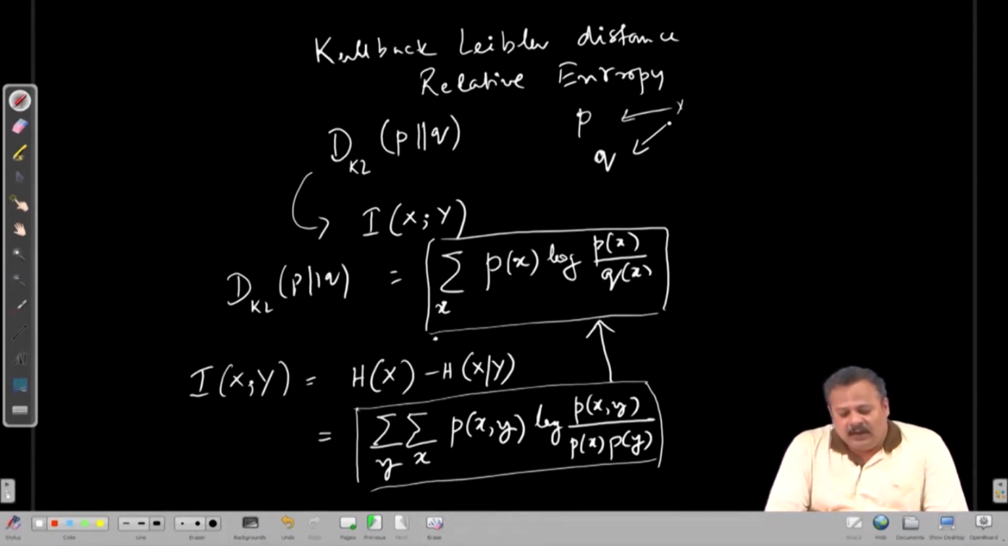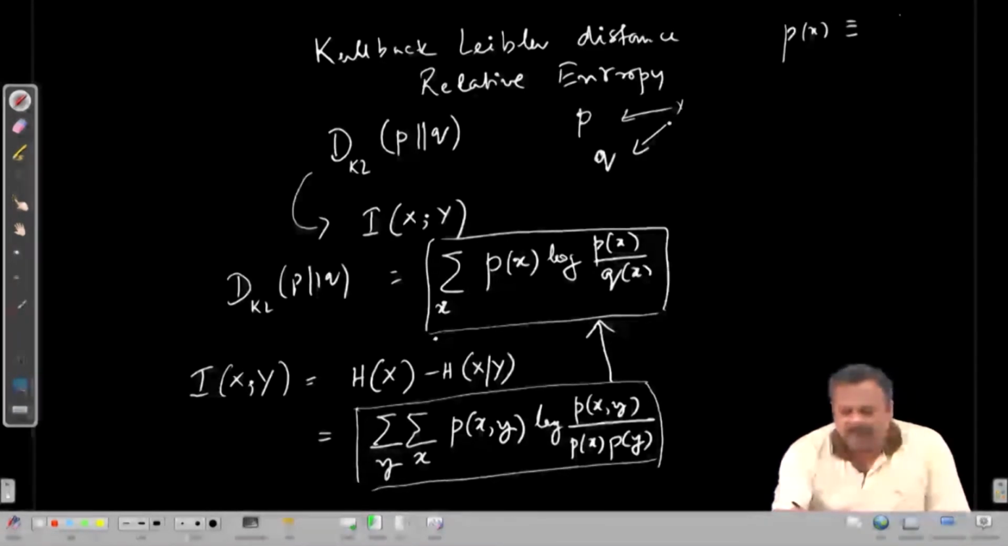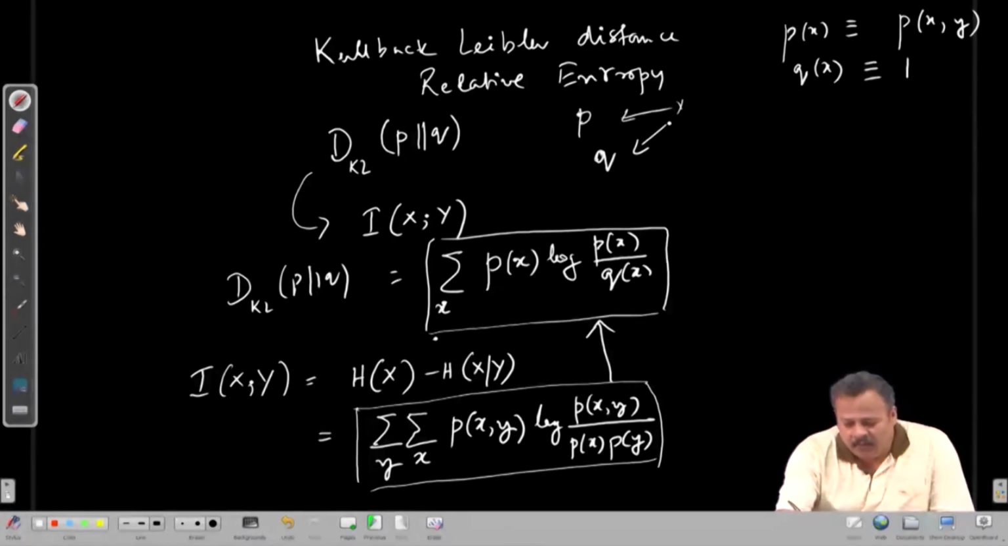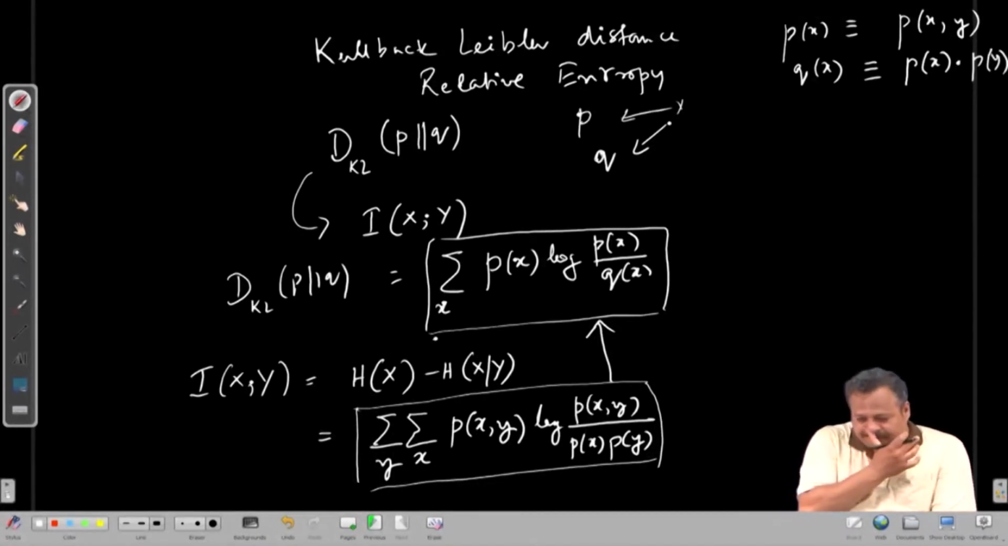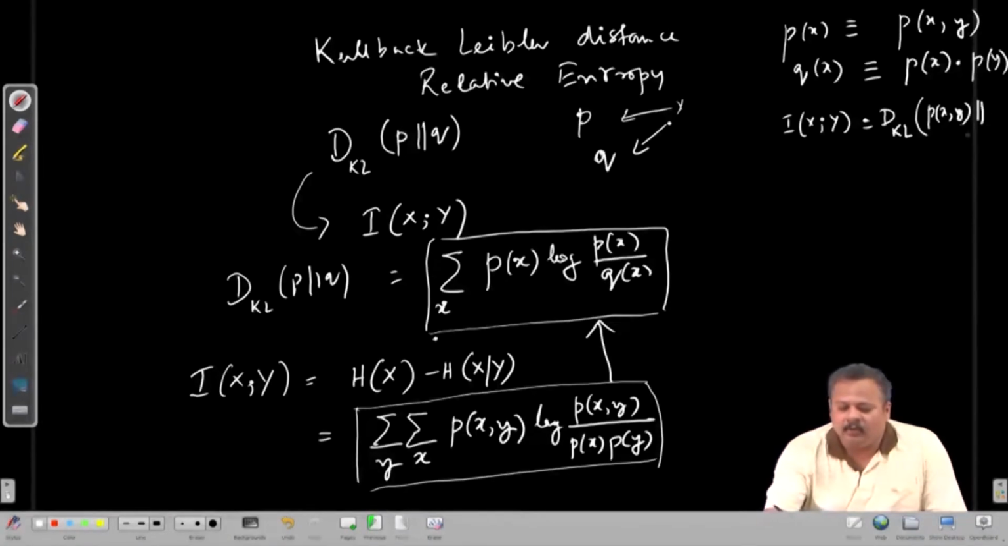So, in this case, we are looking at two distributions. What was p of x before is nothing but the joint distribution p of x comma y, and what was q of x before is nothing but the product of the marginals p of x and p of y. So this mutual information then turns out to be the DKL of the joint distribution p of x comma y and the product of the marginals p of x into p of y.